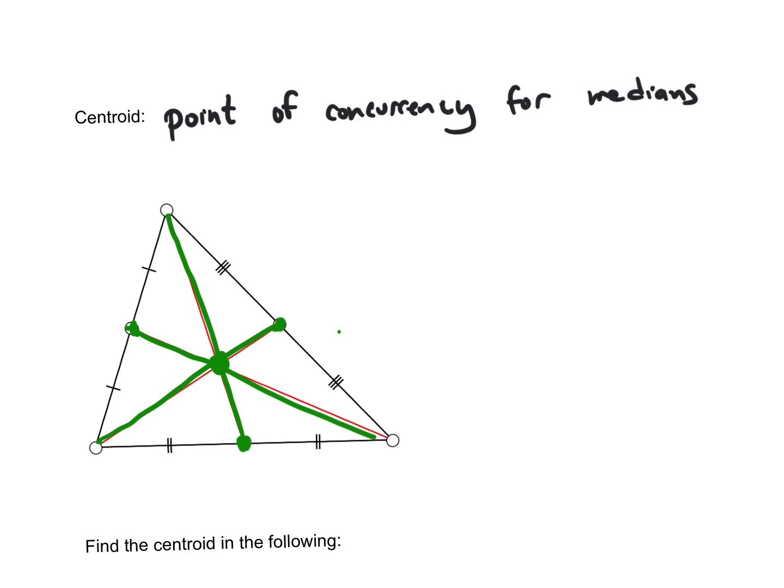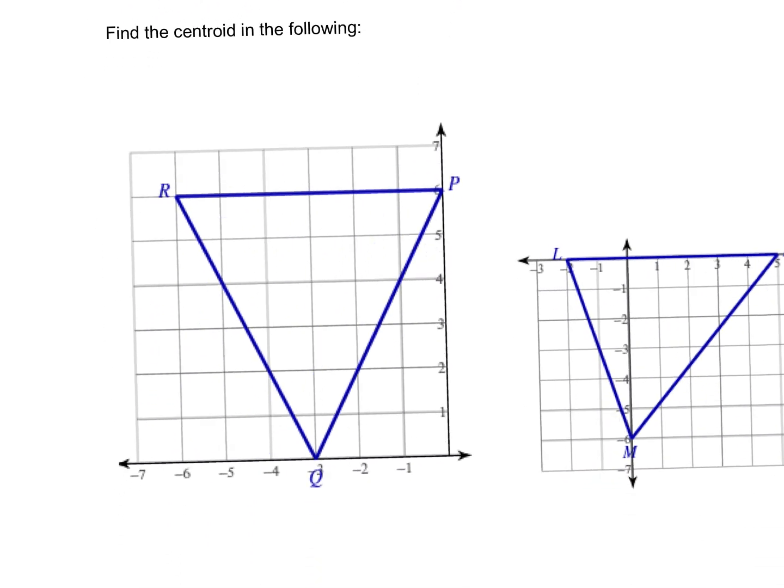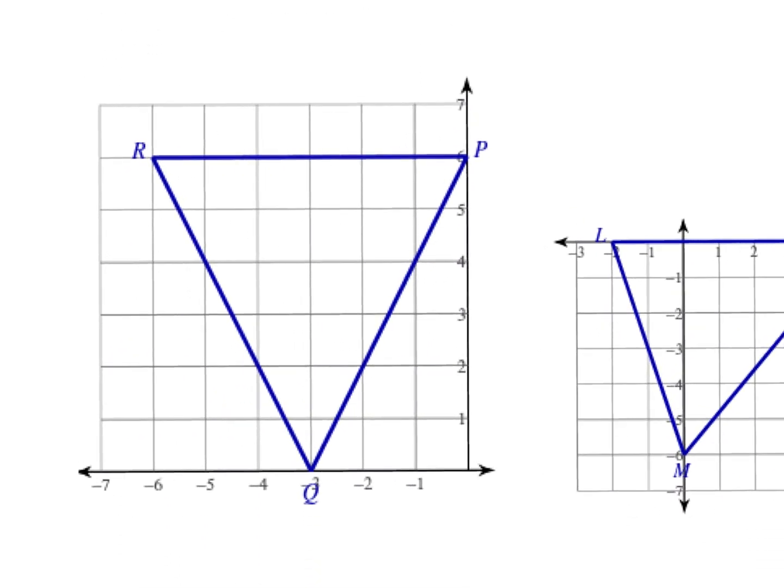So if we're finding the centroid, we just find the three medians, and they should, in theory, intersect at a certain point. So here we have RPQ. So I'll start with the RP side. I believe this looks like the middle. So I'll go straight down. It does not have to be perpendicular, although this one appears to be so.